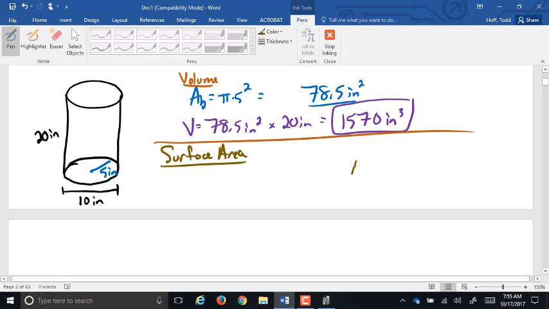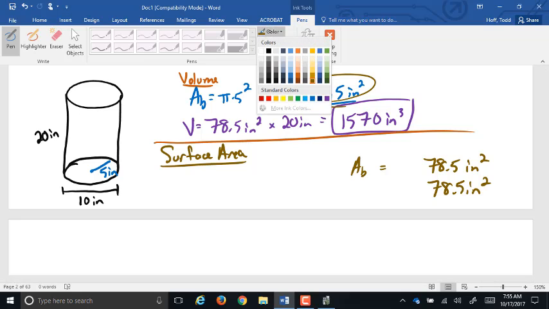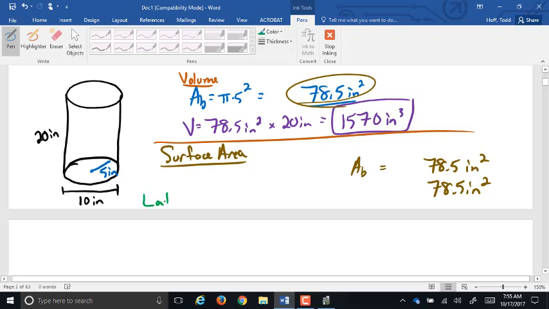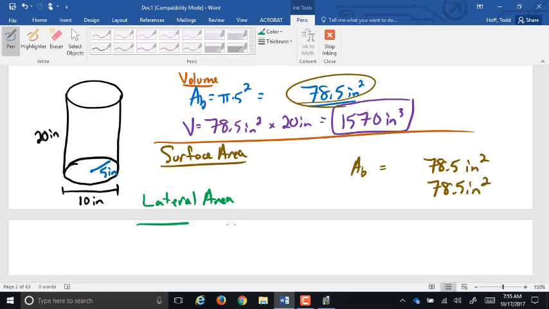For surface area, we've got the area of the base, which you already found for volume up there. And of course, it's going to be in there twice. We already found that area of the base. We need to find the lateral area. For the lateral area, of course, the first thing we need is my pen to work, for one. What's the first thing we need to know for lateral area? Perimeter of the base. Very good.